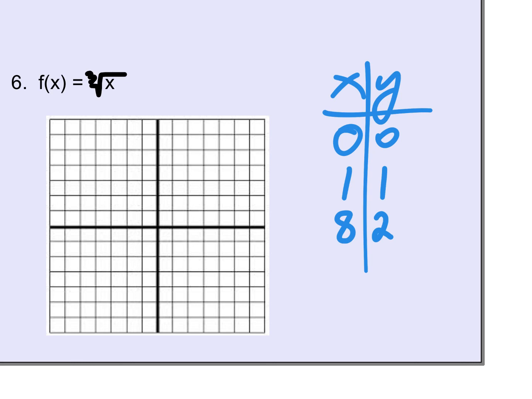So 8 comma 2. 1, 2, 3, 4, 5, 6, 7, 8. It's off the graph just a smidge. There's 8 comma 2. And then 0, 0, and 1, 1. Oh, it's when you put in negatives, you'd realize it's like that. It's kind of like the x to the third graph, except it's turned sideways.